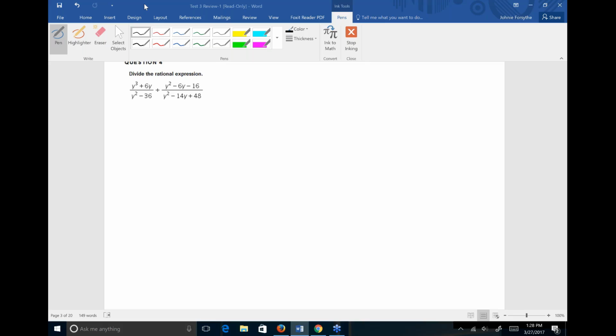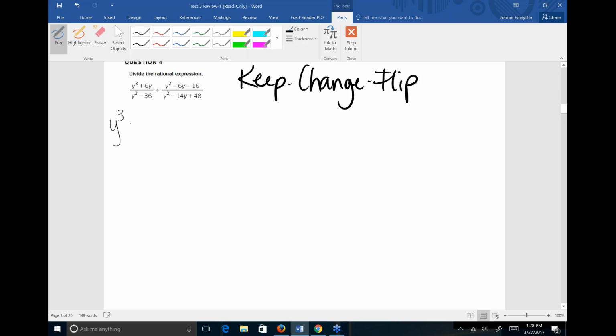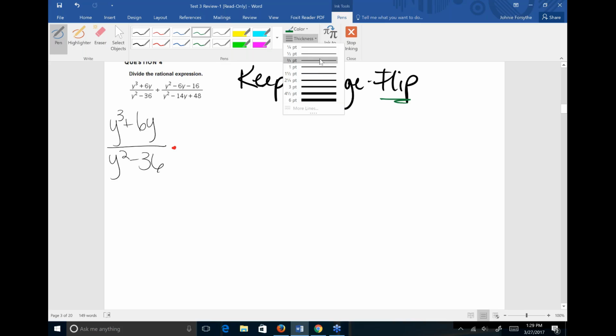Okay, question 4. Divide the rational expression. So we want to factor everywhere possible after doing what I call keep, change, flip. So when we divide by any rational expression, we're going to use keep, change, flip. That's a short way of saying multiply by the reciprocal. So that means that we're going to keep the first rational expression the same. We're going to change division to multiplication and then flip the second rational expression.